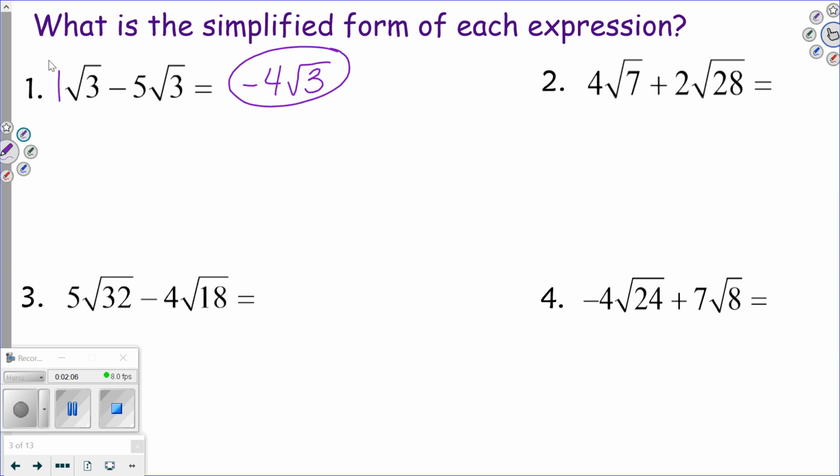How many do you have? So number 2, 4 radical 7 plus 2 radical 28. The way they sit, are they like terms? No, but can you simplify one of those radicals? Or both? Yeah, I can simplify radical 28. If you do a factor tree, so that's 7 and 4, and then 2 and 2.